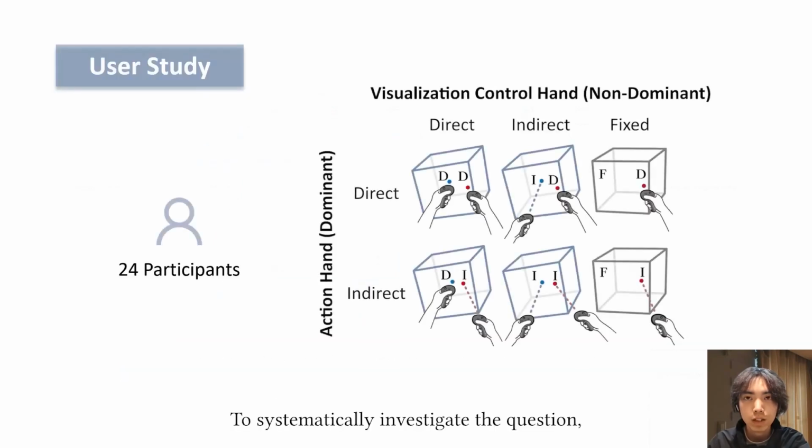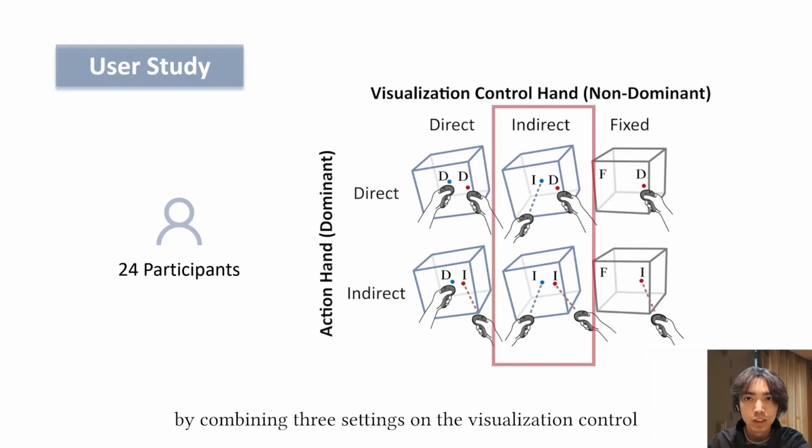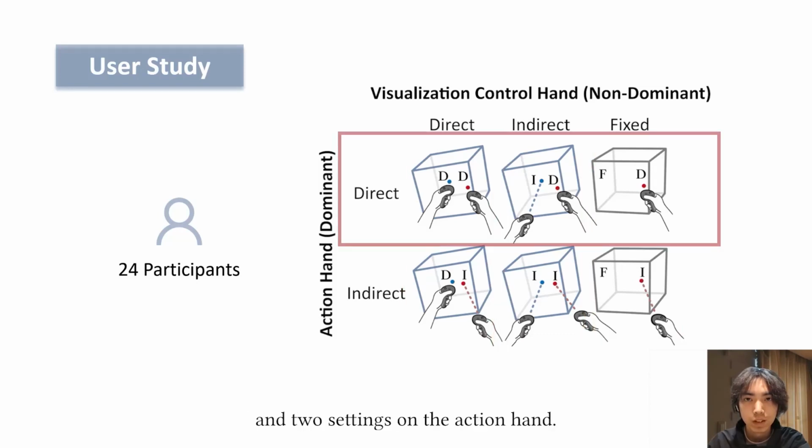To systematically investigate the question, we conducted a user study with 24 participants. In this study, we established 6 conditions based on various settings by combining 3 settings on visualization control and 2 settings on the action hand.